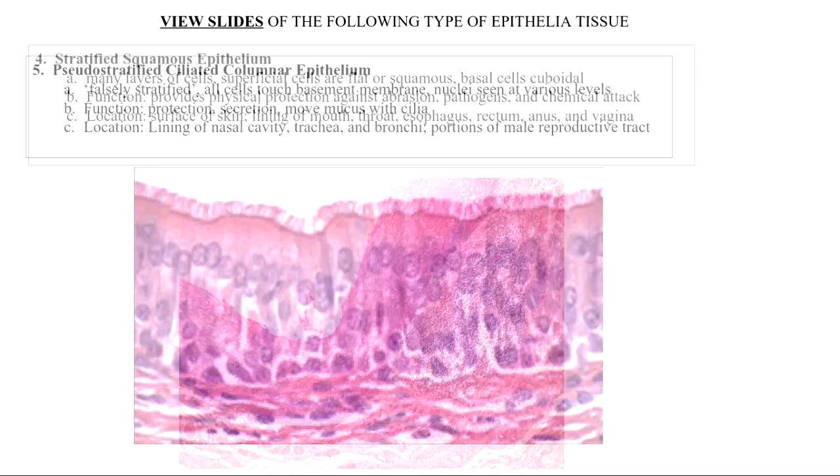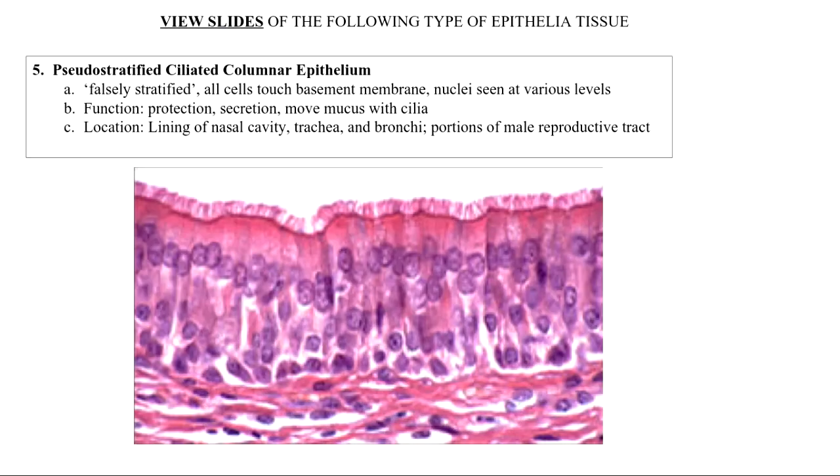Next one is pseudostratified ciliated columnar epithelium. And pseudostratified just means falsely stratified. In other words, all cells are touching the bottom of the tissue, but not all of them are reaching the free surface. And you can see their nuclei. So they kind of look like the simple columnar that we just went over, but it's not really stratified. So we call it pseudostratified.